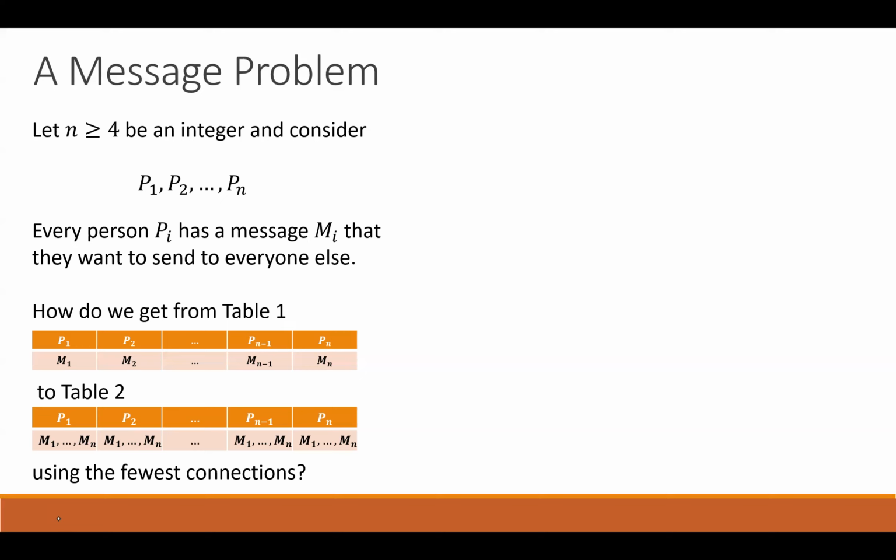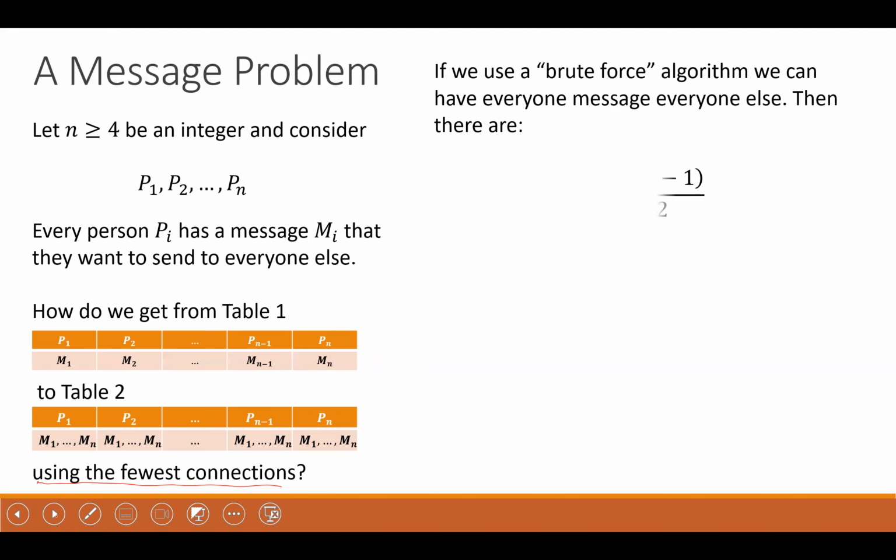Okay. So we're going to design an algorithm, and ideally we want to use the fewest connections. However, to start with, we're going to just go brute force. Brute force may not be the best, but it solves the problem. So what we're going to do is have everyone message or connect to everyone else.